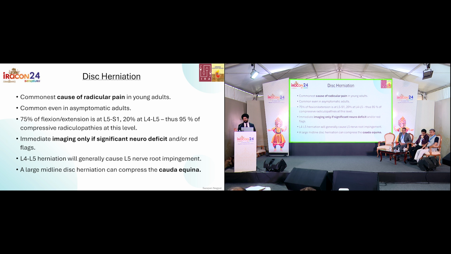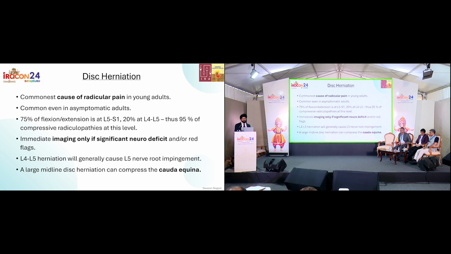Only if you find a significant neuro deficit, for example a foot drop, you have to do it, and or red flags, you have to do it. L4, L5 herniation will generally cause L5 nerve root impingement. This is for the medical students: wherever the disc herniation occurs, most of the time it compresses the nerve below that level. So L4, L5, remember L5 will be affected. This is important for your examination when you examine the dermatomes.